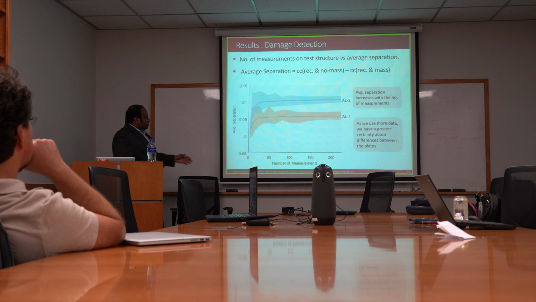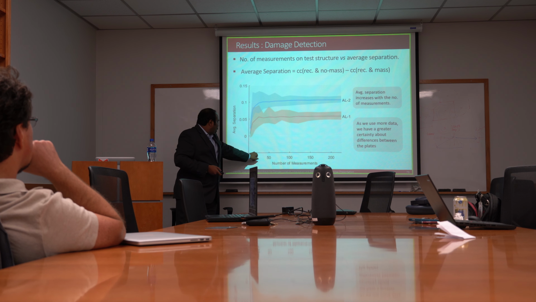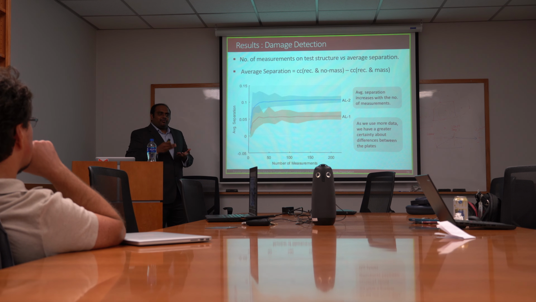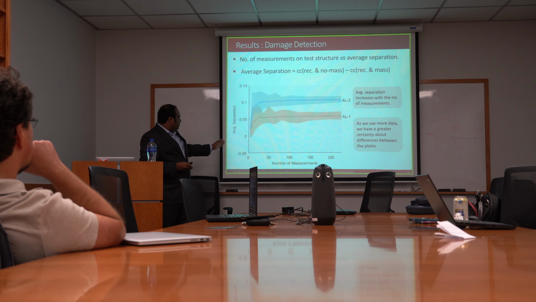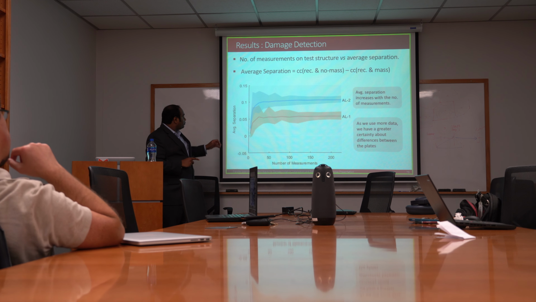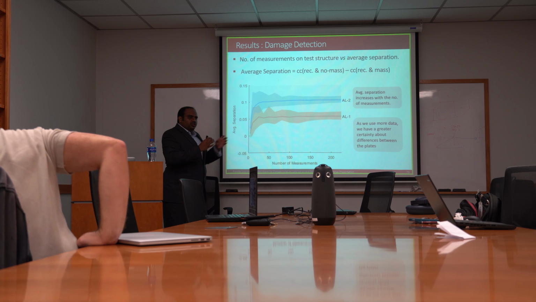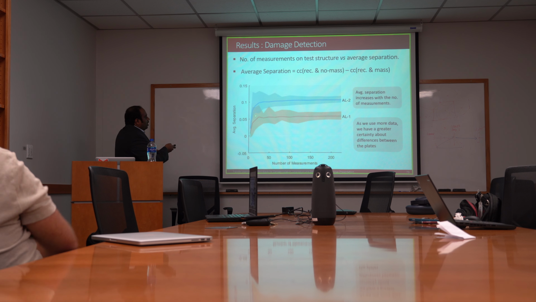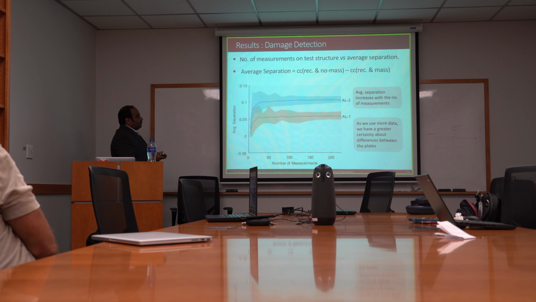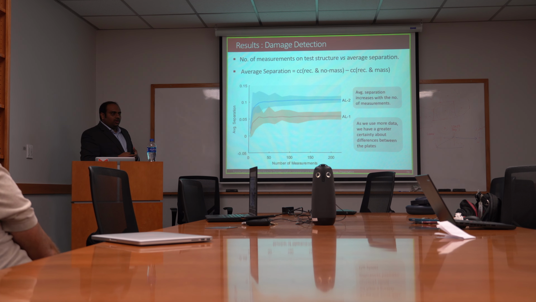So what I do is I take from 5 to 250 different numbers of measurements, and here I represent the average separation on my y-axis. So the average separation is again the average difference of the correlation, from the number of measurements I take, from comparing with aluminum plate without any mass in it and comparing with aluminum plate with mass in it. So anything above 0, those are two different clusters where you can easily separate. And as you can see, I can clearly separate out both the plates, aluminum 1 and aluminum 2, with and without damage.